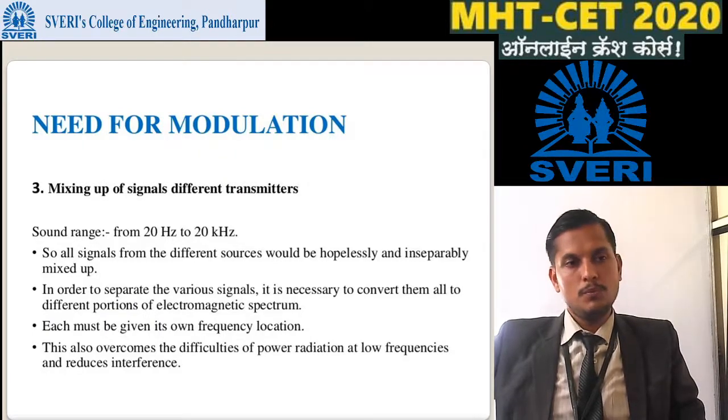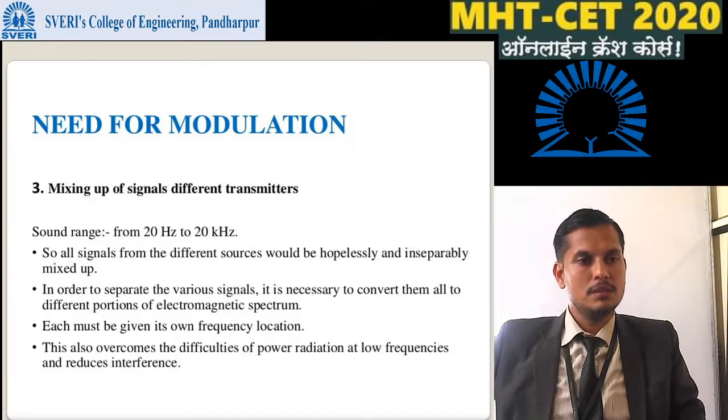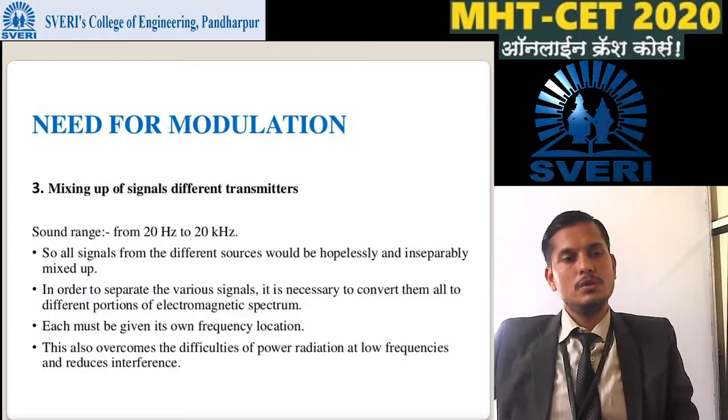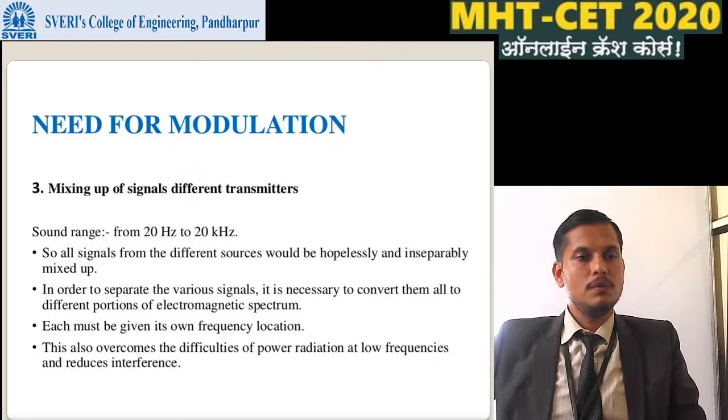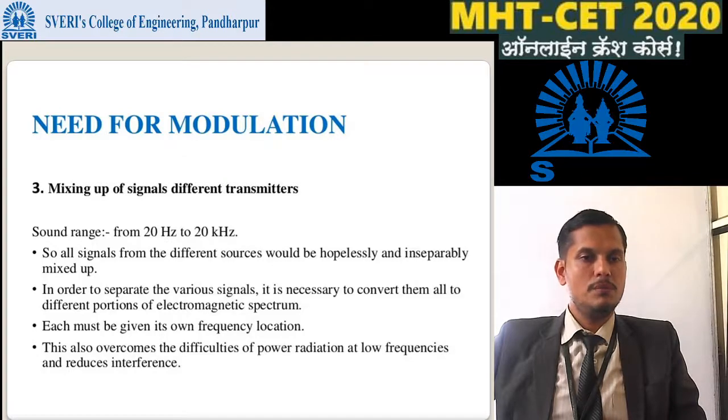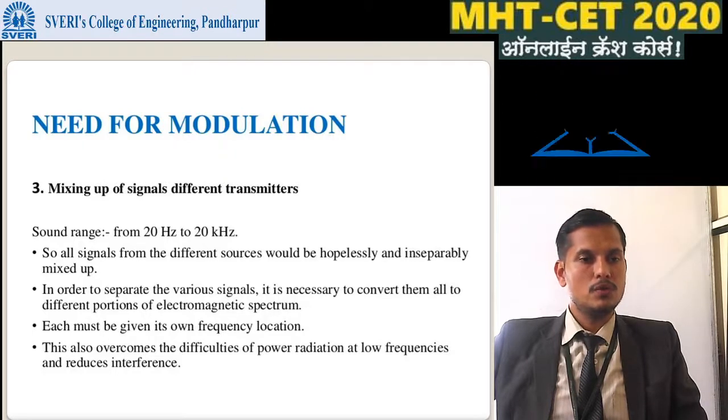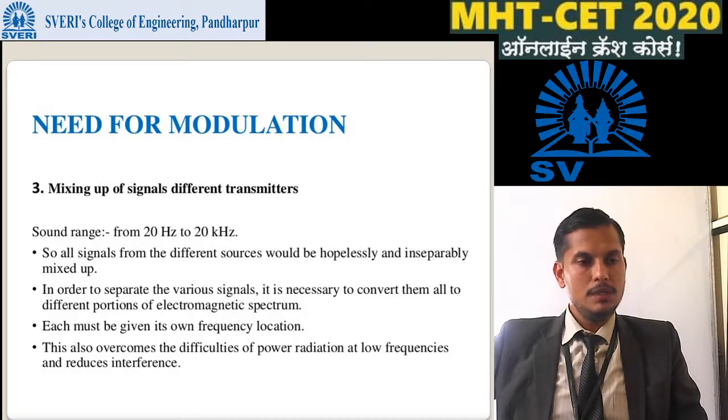So in the third point, mixing up of signals from different transmitters, we know the audible range is 20 Hz to 20 kHz. All signals from the different sources would be mixed. In order to separate the various signals, it is necessary to convert them all to different portions of the electromagnetic spectrum. Each must be given its own frequency location.